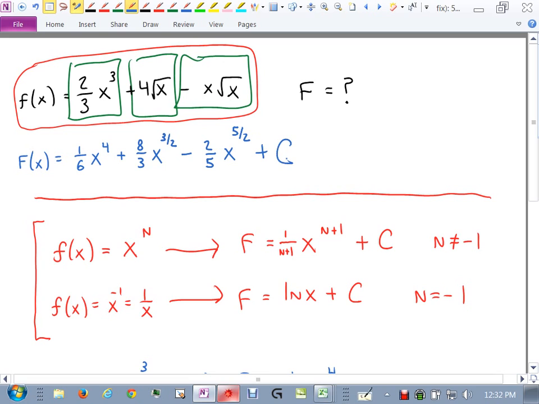The great thing about antiderivatives is you can always check, right? As long as you can take a derivative. All right.